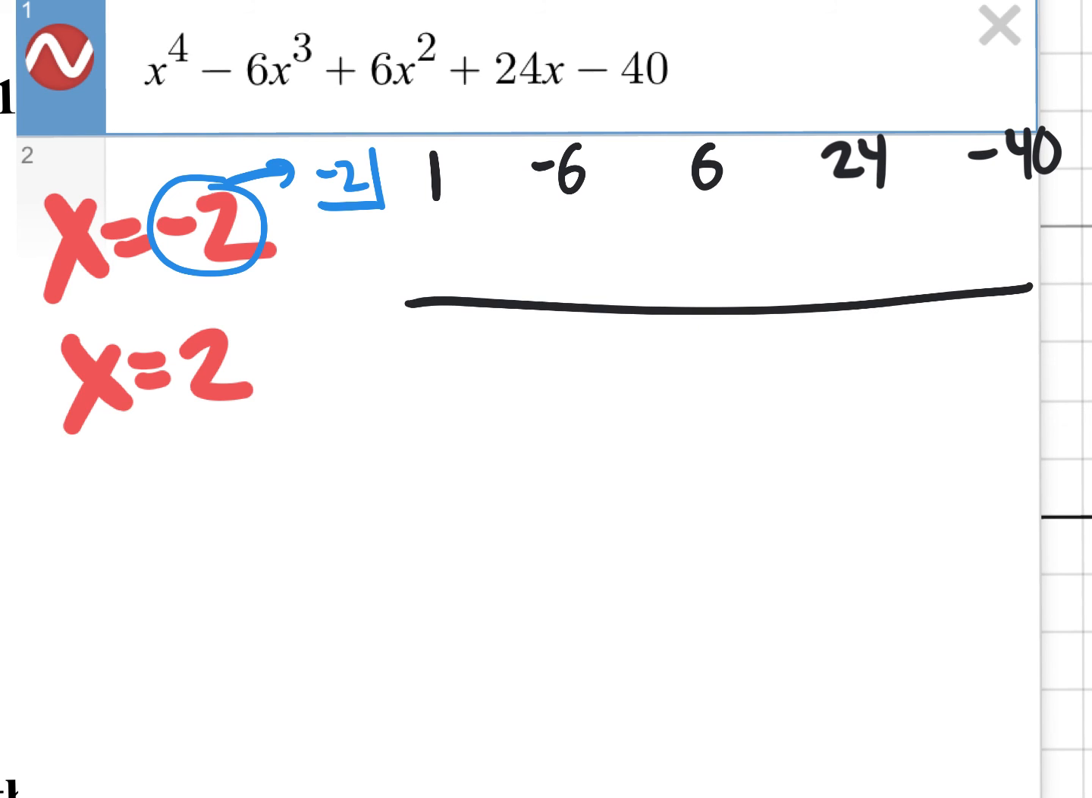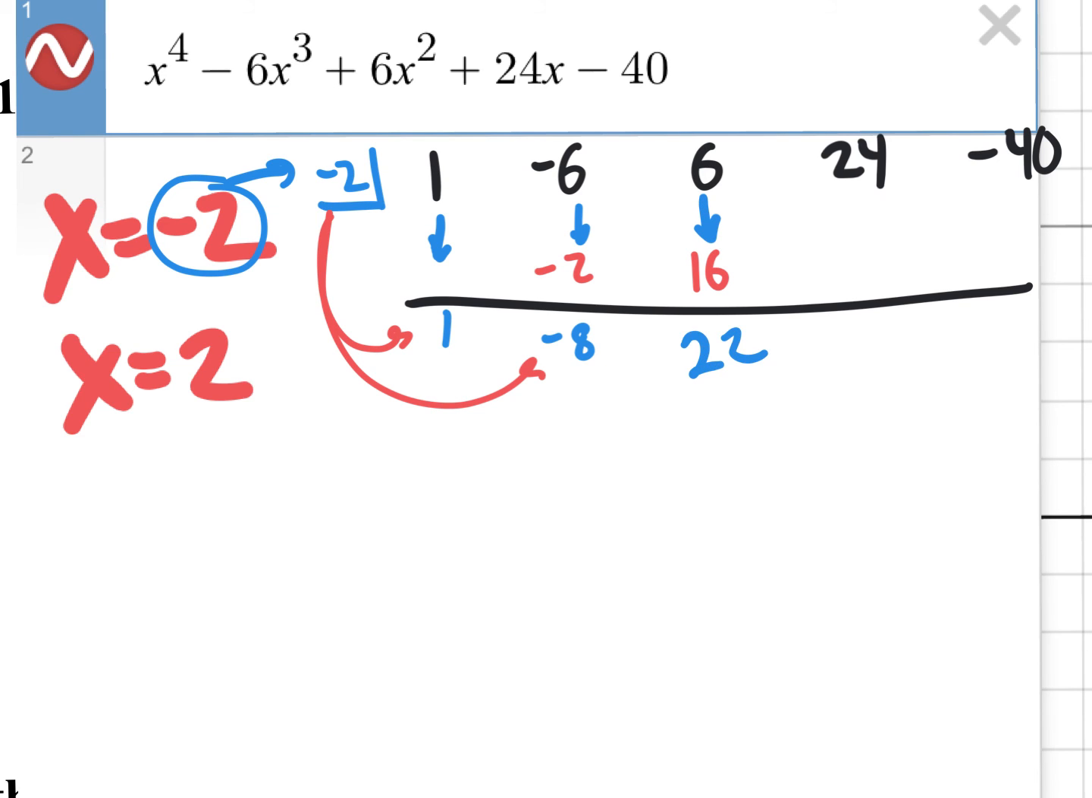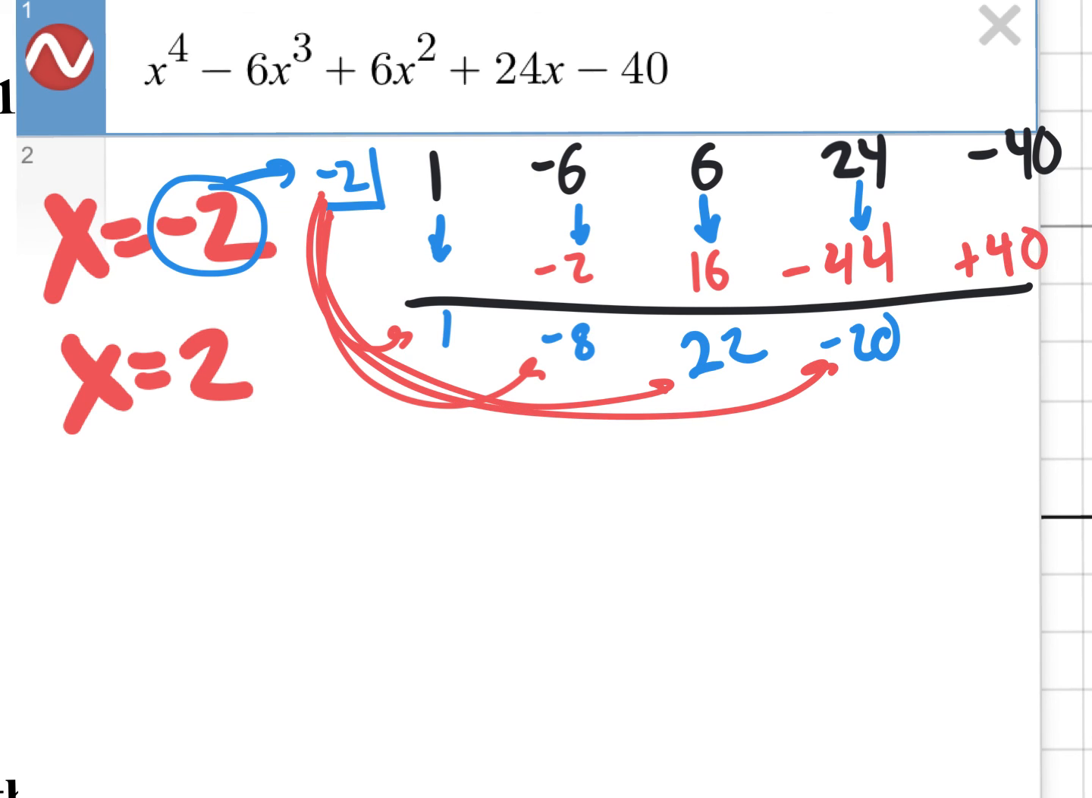So as you go down, you combine. 1 plus nothing is 1. As you go up, you multiply. -2 times 1 is -2. As you go down, combine, you'll get -8. As you go up, multiply, you get +16. 16 plus 6 is 22. As you go up, multiply. -2 times 22 is -44. As you go down, combine, you'll get -20. As you go up, multiply. -2 times -20 is +40. And that is great that we got 0 as a remainder.